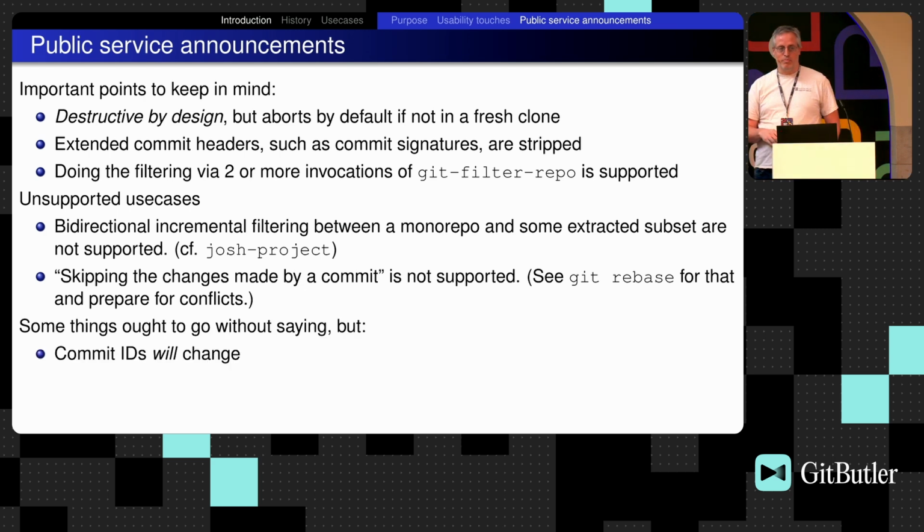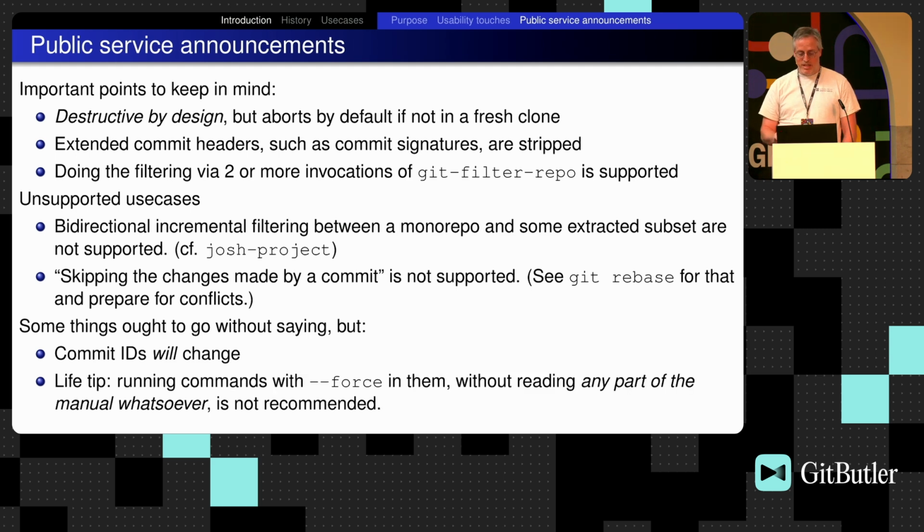Some things probably ought to go without saying, but keep on coming up in terms of people filing issues. This isn't something to be used lightly. When you rewrite history, all the commit IDs are going to change. So that's a big thing. And another is, if you're going to run a command that has --force in it, and you don't read any part of the manual whatsoever, the --force tells it don't do that fresh clone check to save you. And so if you don't have a backup of your code, you're going to have a rough day or a rough week.